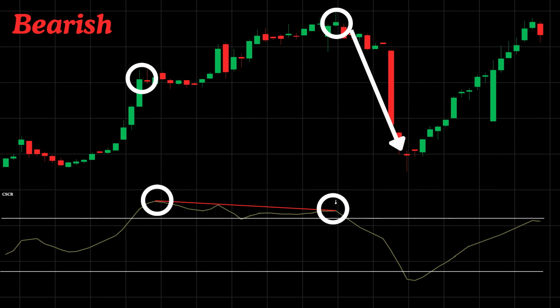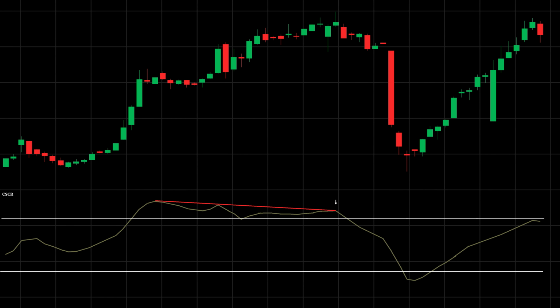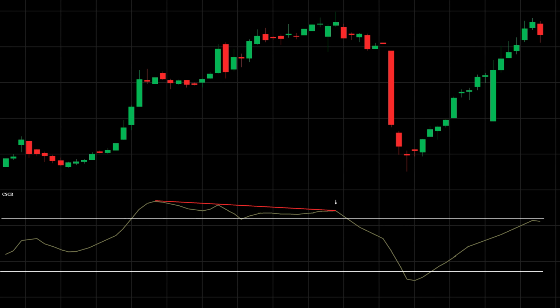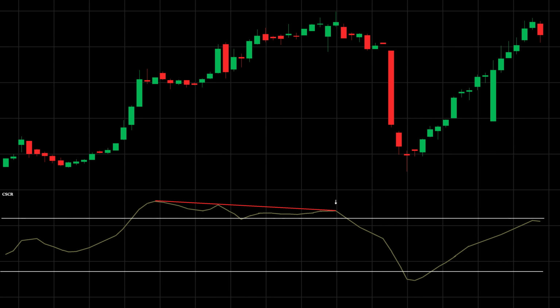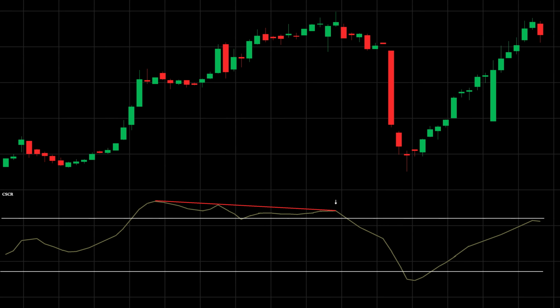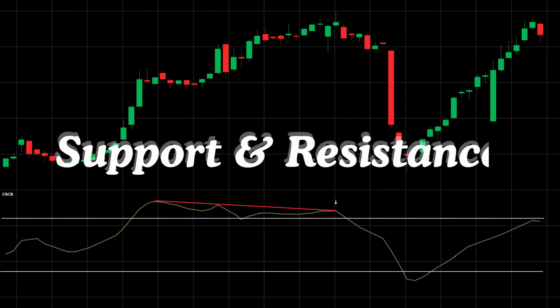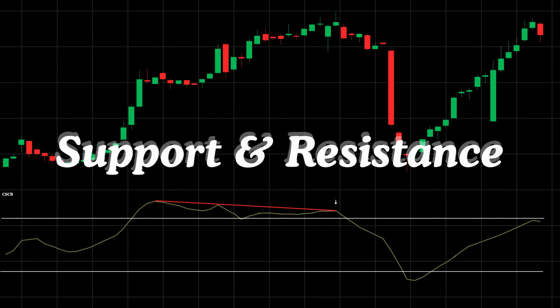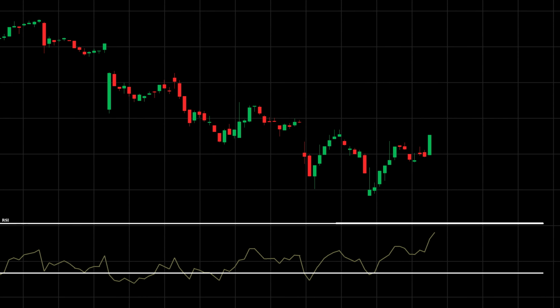However, just like with traditional RSI usage, you shouldn't make trades based solely on divergence. You need a second confirmation. In my case, I also rely on support, resistance, and trend lines to validate the setup. Let's go ahead and look at a chart.